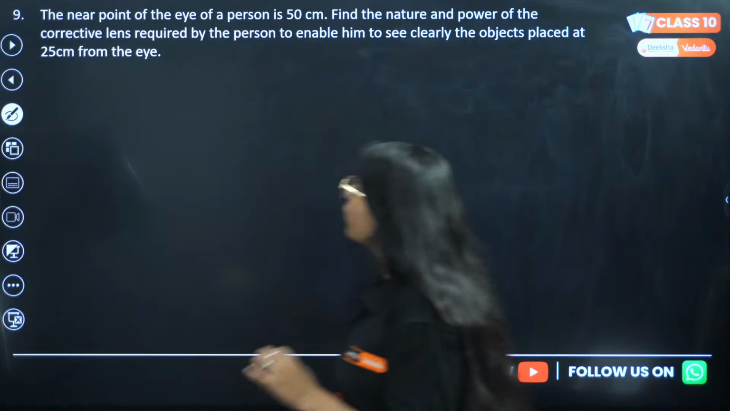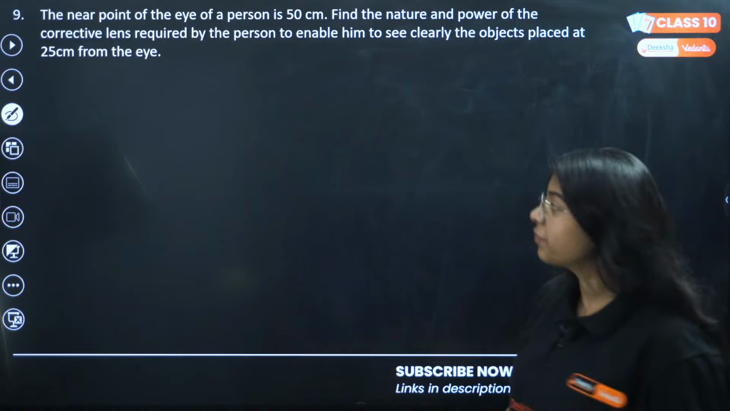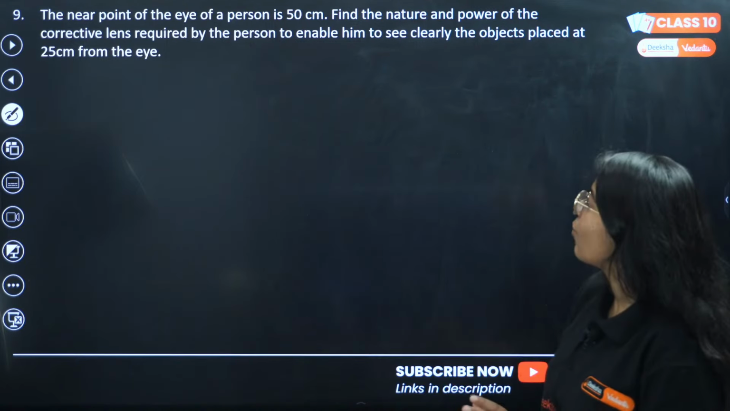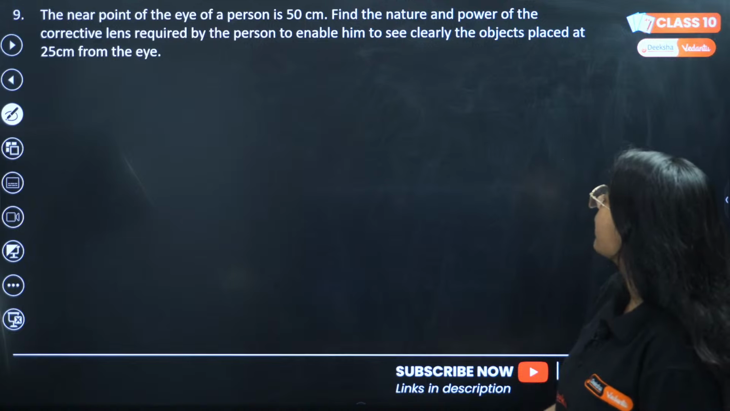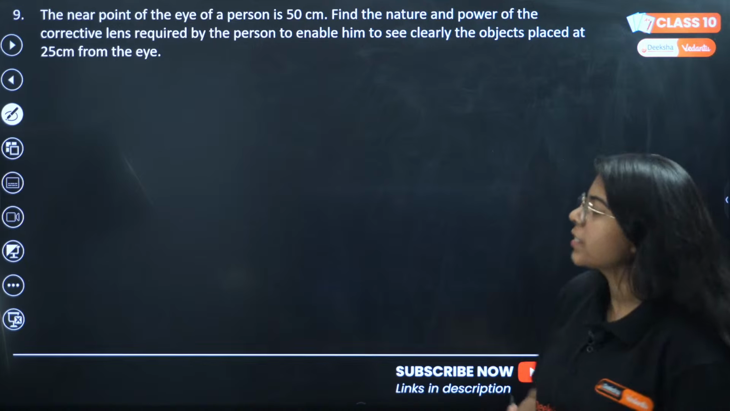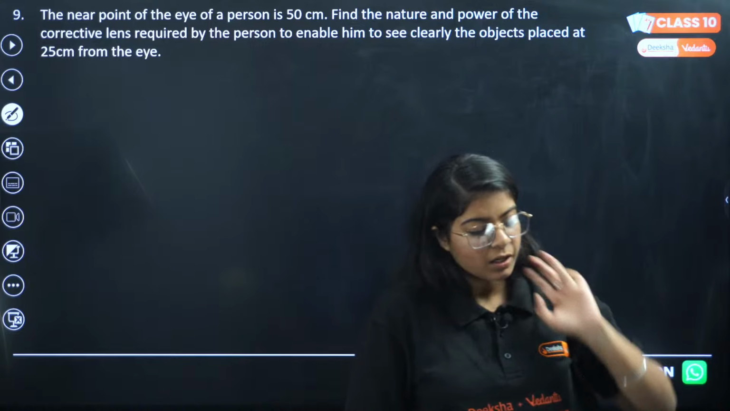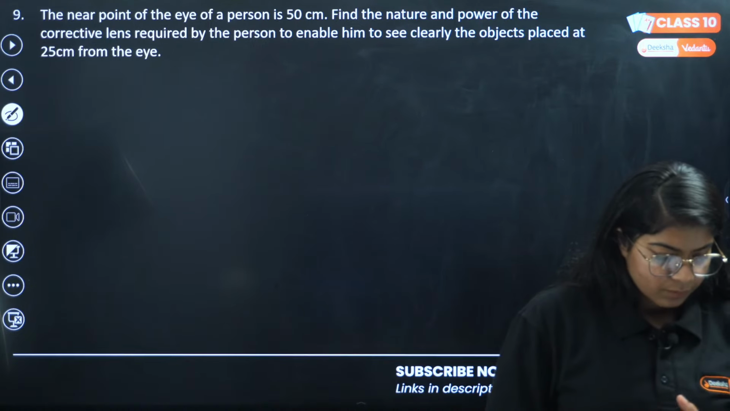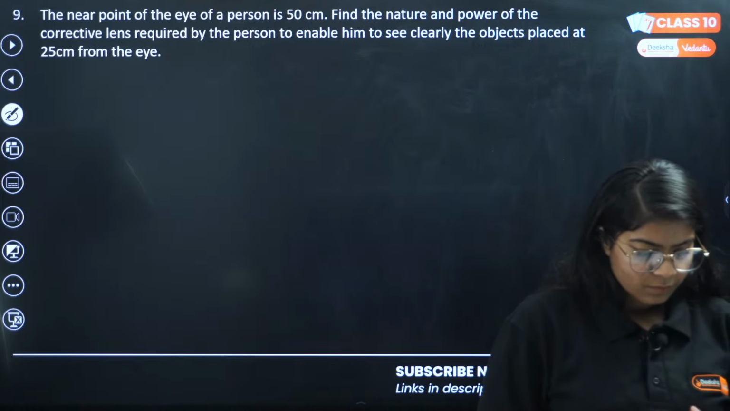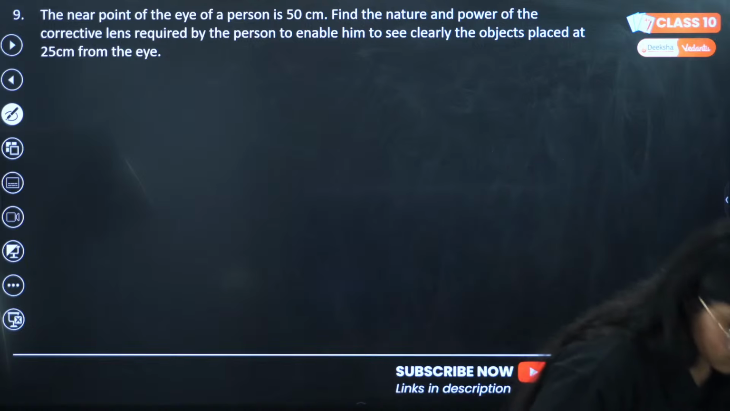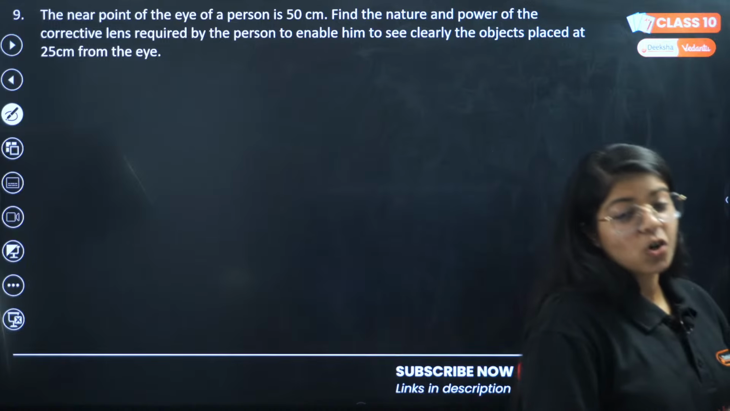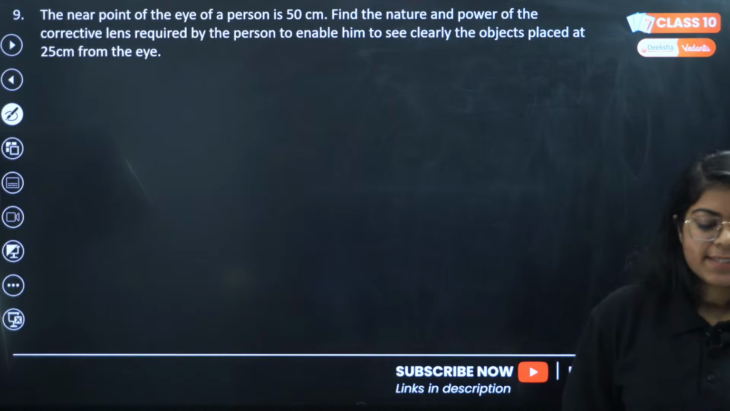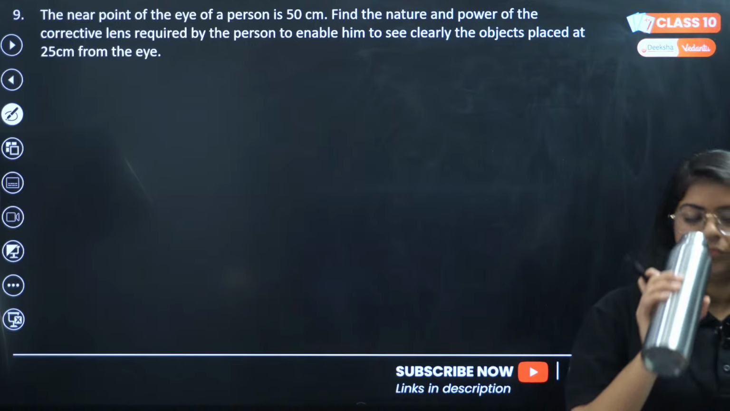The near point of the eye of a person is 50 centimeter. Find the nature and power of the corrective lens required by the person to enable him to see clearly the objects placed at 25 centimeter from the eye. Can you focus on the question? What is the corrective lens that is used in this case?